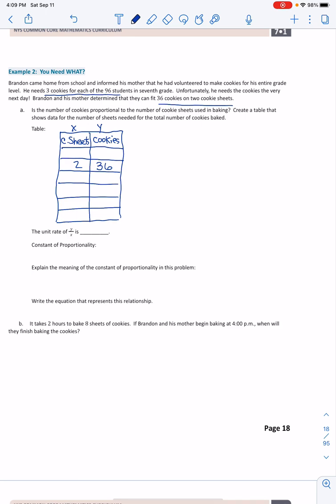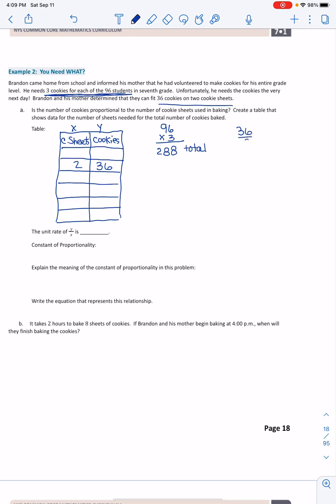The next thing I have to do is figure out how many cookies I need in total. Now, the reason I'm underlining this is because I need 3 cookies for each of his 96 students. So I need to multiply 96 times 3. So 6 times 3 is 18. 9 times 3 is 27, plus 1 is 28. So in total, I need 288 cookies.